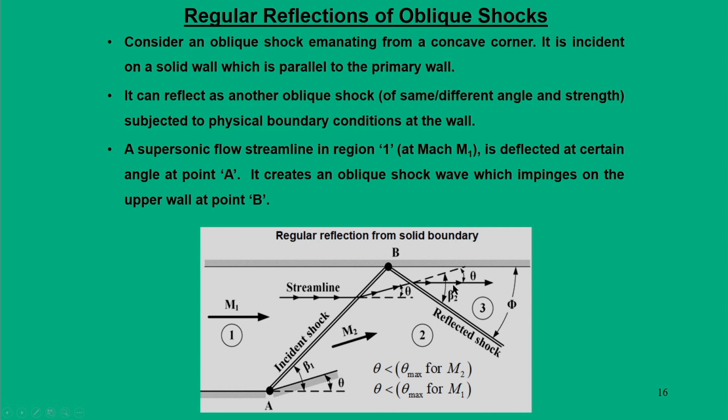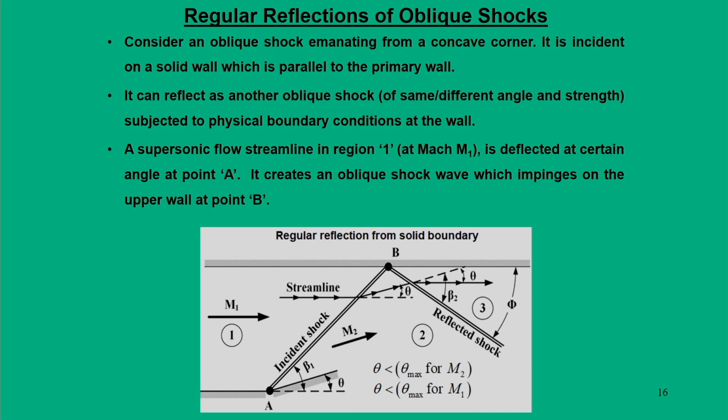So, we call this beta 2. In summary, what happens? The incident oblique shock impinges on an upper solid wall at point B, and comes out as a reflected shock. Because of this reflected shock, three different regions have been formed: region 1, region 2 and region 3. Region 1 is the upstream conditions or free stream flow, region 2 is the properties after this oblique shock or after the incident shock, and region 3 is the properties after the reflected shock.